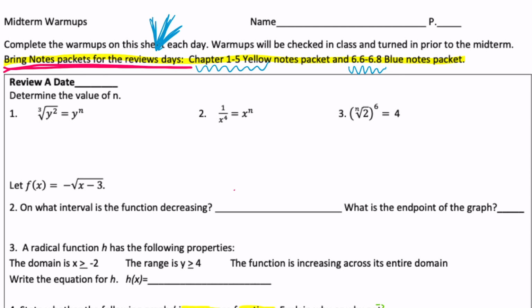Like, take a look at this first section. See if you can pause and determine the value for n for 1, 2, and 3.